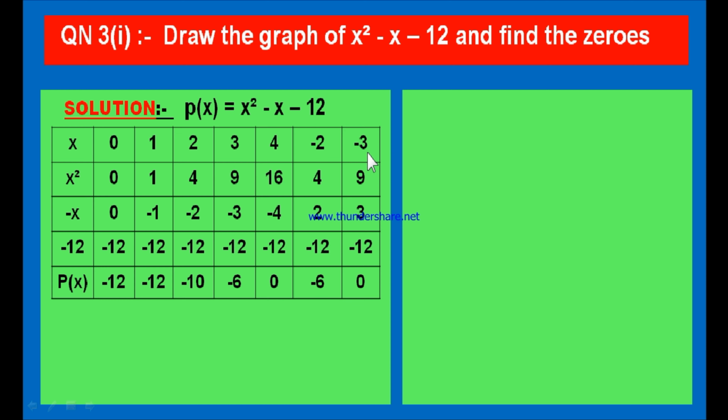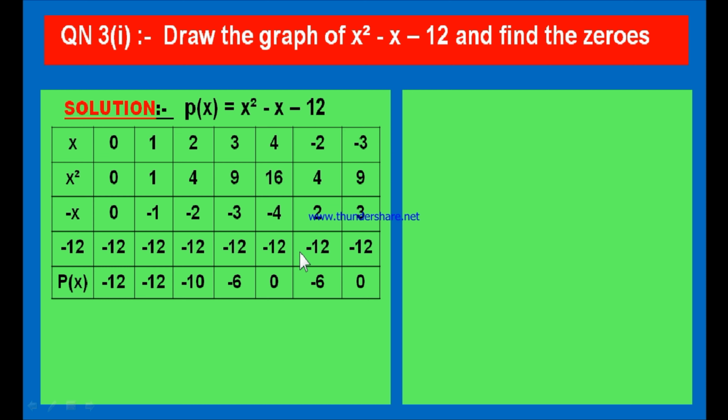Next take x is equal to minus 3. Then x square, minus 3 whole square, is plus 9. Minus x, minus of minus 3, is plus 3. And this is minus 12. 9 plus 3 is plus 12, and this is minus 12. 12 minus 12 is 0.